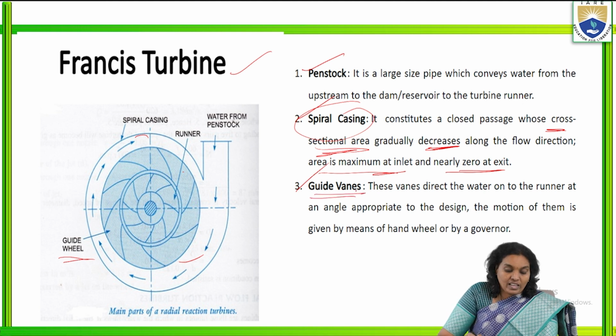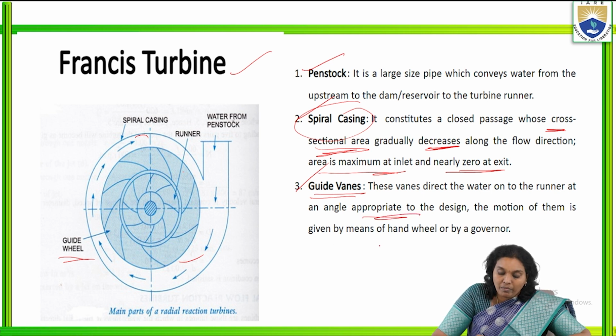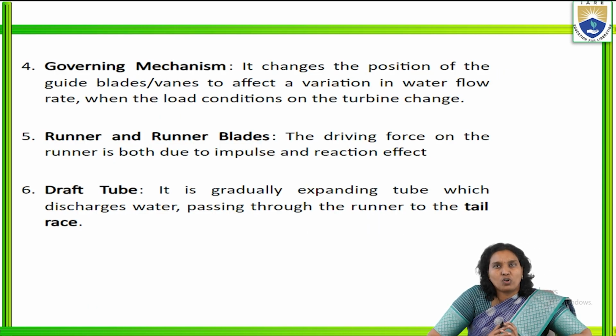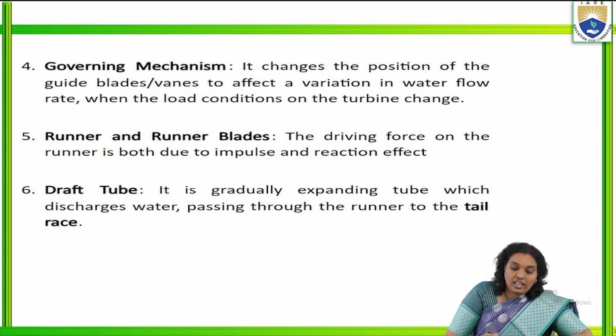Coming to the guide wheel, these vanes direct the water onto the runner at an angle appropriate to the design. The motion of them is given by means of a hand wheel or by a governor. All these components are part of the working process of the Francis turbine. The governing mechanism changes the position of the vanes to effect a variation in water flow rate as the load conditions on the turbine change. Coming to the runner, the driving force on the runner is due to both impulse and reaction effects.